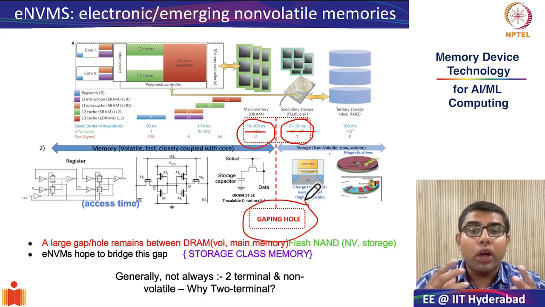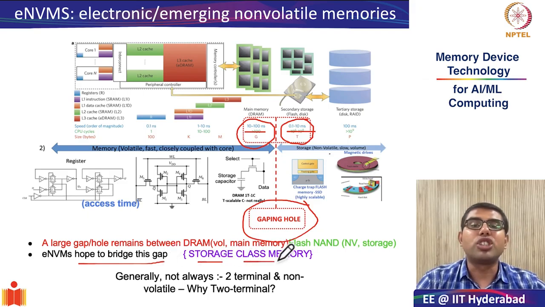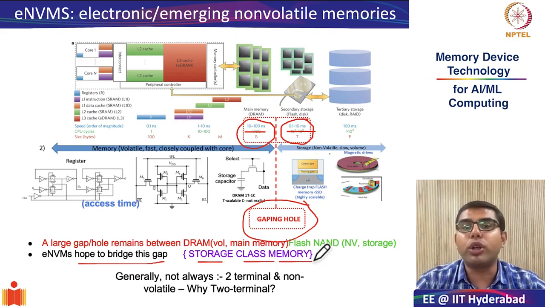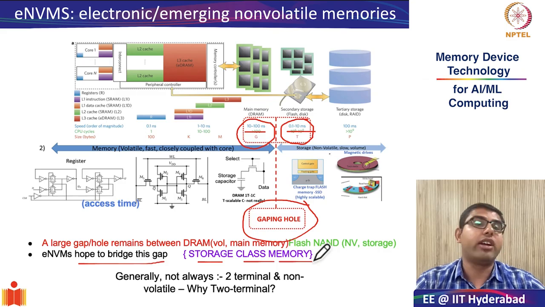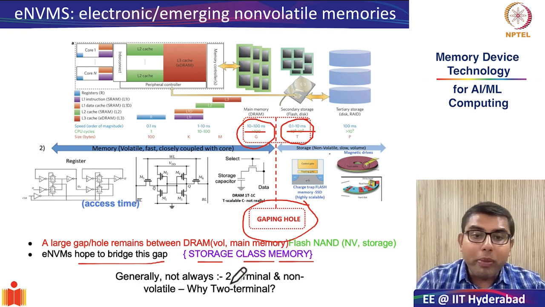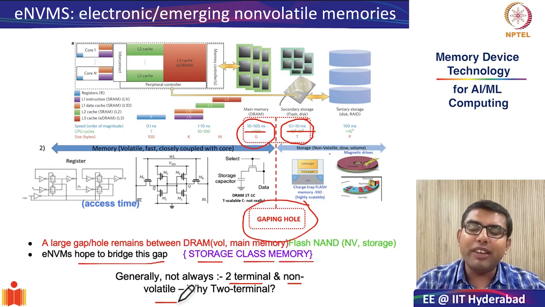Okay. So the idea of ENVMs is hopefully to bridge this gap. That is why they are called storage class memories. Storage class memories aim to remove this very strict difference between main memory and secondary storage. Also, we will see that generally, not always, these ENVMs we plan to make two-terminal and non-volatile. So non-volatile is generally a very strict condition. Sometimes ENVMs can also be three-terminal, but we will mostly focus on two-terminal ENVMs. Why is this the case?